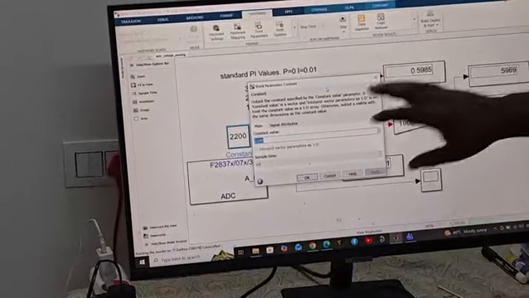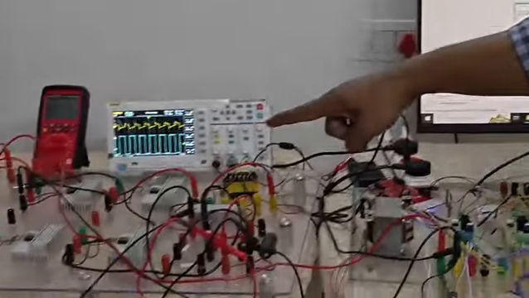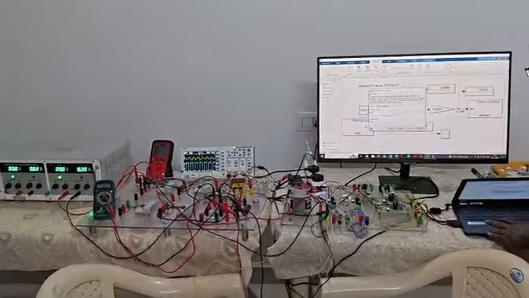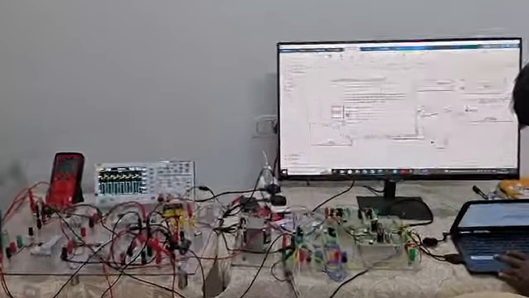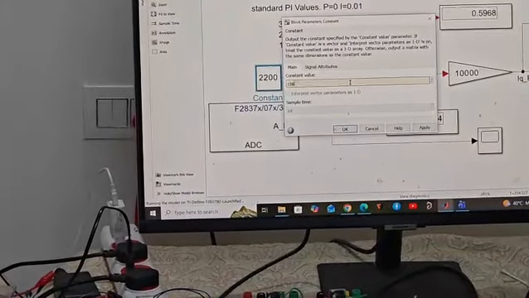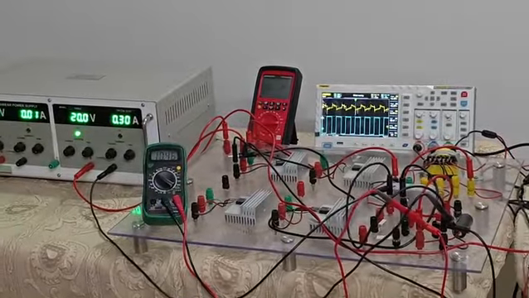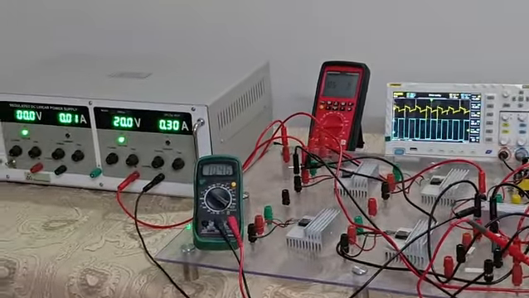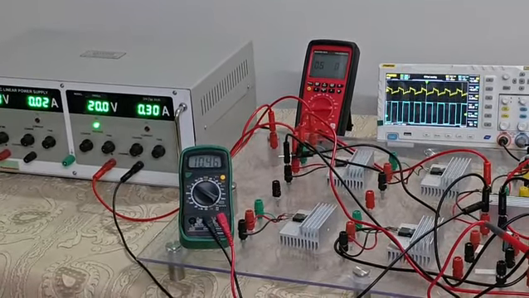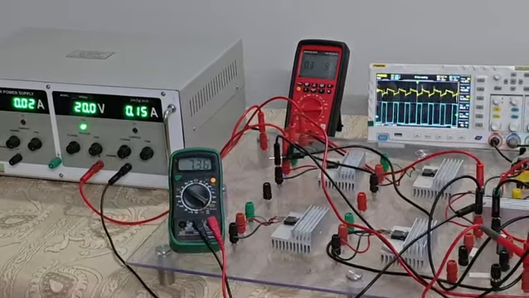Whenever you change to 1500, your voltmeter has to change immediately to 7.5 volts. Now I am changing 1500. Immediately you can observe the voltmeter; it should change to 7.5 volts. So I am applying it, please observe. You can see it has now changed to a value of 7.36.